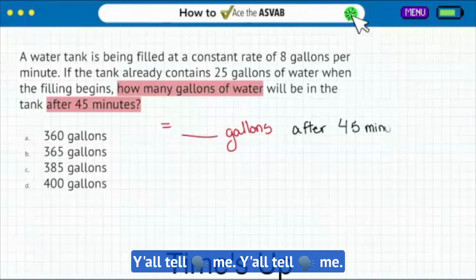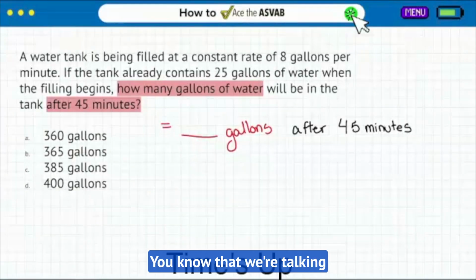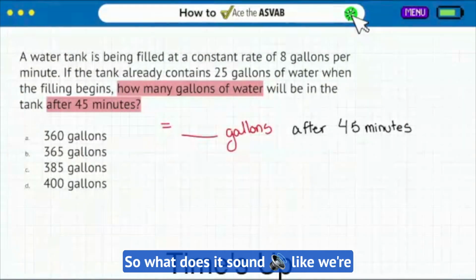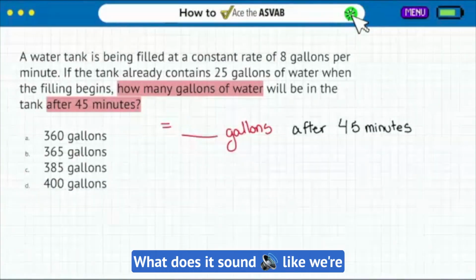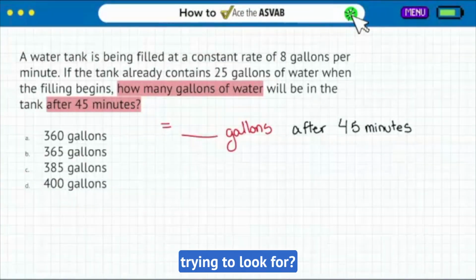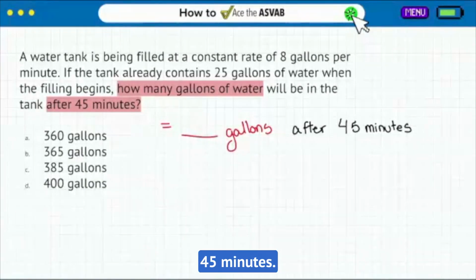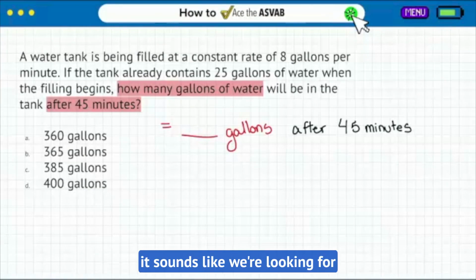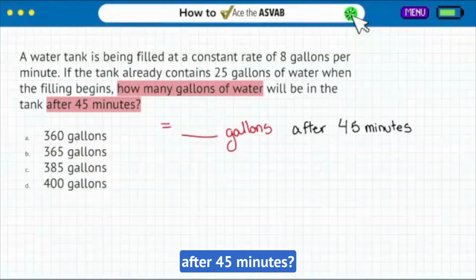All right, my party, y'all tell me. You know what the jig is. You know that we're talking about y equals mx plus b. So what does it sound like we're looking for at this current moment in time? How many gallons after 45 minutes? Yeah, it sounds like we're looking for the resultant amount of water. How much water is there after 45 minutes?